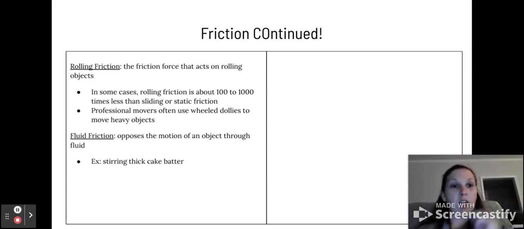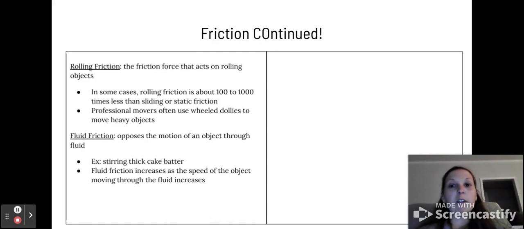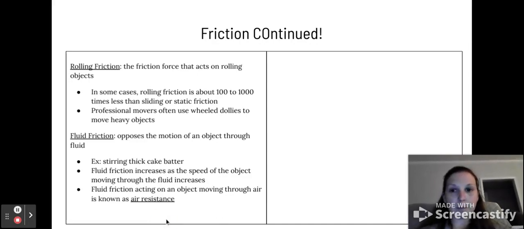If you get a good current going to where you're moving pretty quickly and you switch direction, it's even more force you have to apply. Fluid friction will increase as the speed of the object moving through the fluid increases. So it will become harder as that fluid is moving. This friction also acts on an object moving through air. If air is the fluid you're considering, that's known as air resistance.